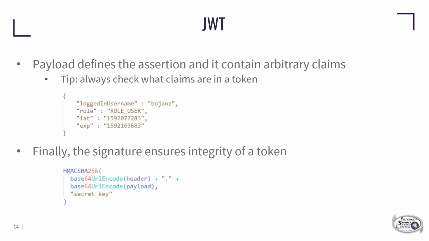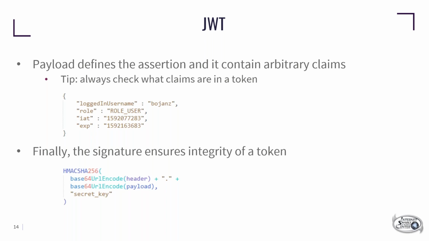We base64 URL encode the header. We take the payload, again base64 URL encode the payload, and concatenate these two values with a dot character between them. Then we perform the HMAC SHA-256 with a secret key, in case this is the algorithm that is being used, on the full value. And this is how we get the signature.